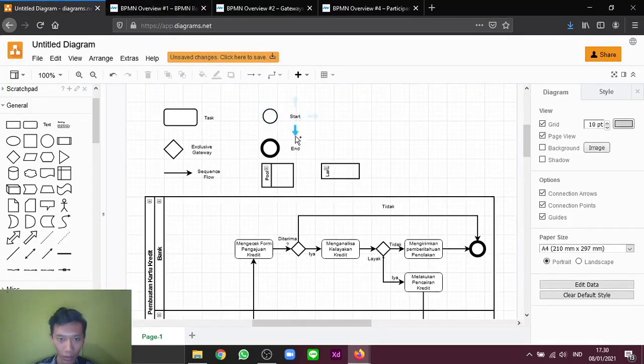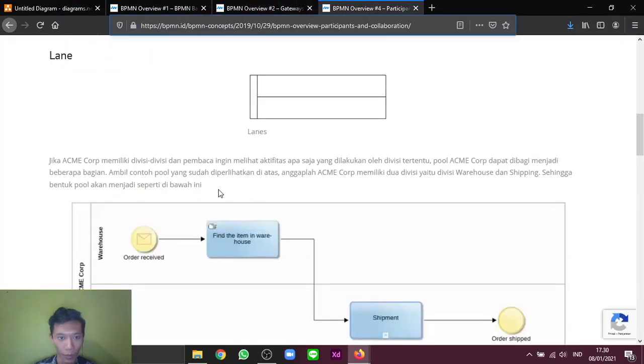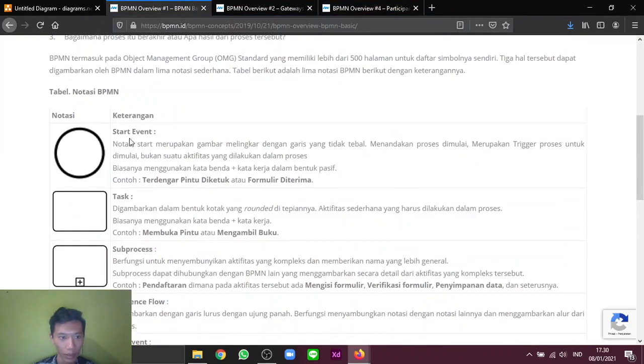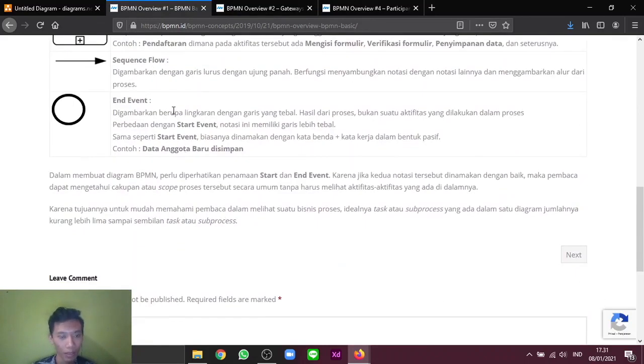And next, start and end. The start notation is pictured as a circle with a thin, not bold, line. This function is to give a sign to start the process. And the end event is pictured with a bold line. This function is to end the event or the process.